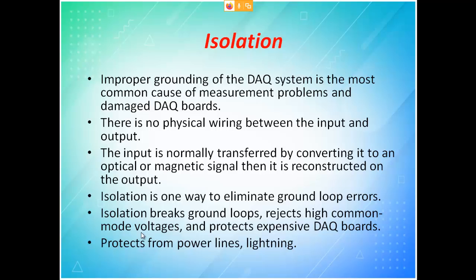Then comes your isolation. Isolation plays a major role. You should avoid all grounding issues and you have to avoid all circulating issues. So circulating current or grounding issues, we will see how we have to avoid this. Improper grounding of a DAQ system is the most common cause of measurement problems. There is no physical wiring between the input and the output. The input is normally transferred by converting into an optical or magnetic signal.